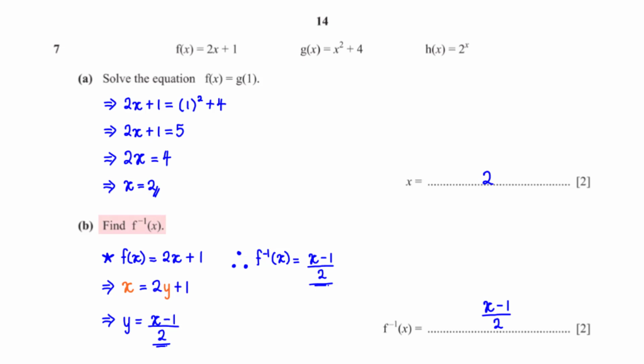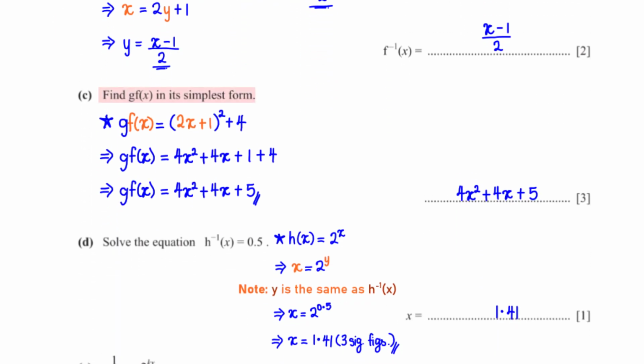Find f inverse of x. We know f of x is 2x plus 1. In the first step, we replace f of x with x and replace x with y. When we make y the subject, this is what we get. This result we have for y is the same as f inverse of x, which means f inverse of x is also equal to (x minus 1) over 2.